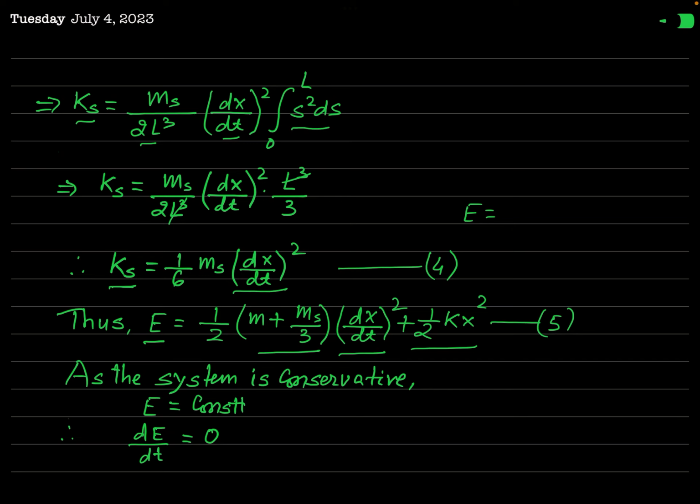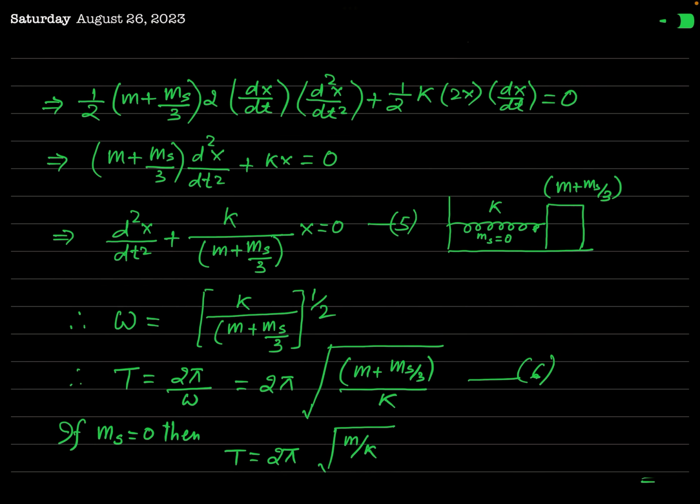Now, as I have told you, since the block is here oscillating under the elastic force of a spring, which is a conservative force, this spring mass system is a conservative system, and you know the total energy of a conservative system is constant. So you can say that E is equal to constant, and if E is constant, dE/dt is equal to 0. So now let us differentiate the total energy E defined in this equation 5 and equate that to 0.